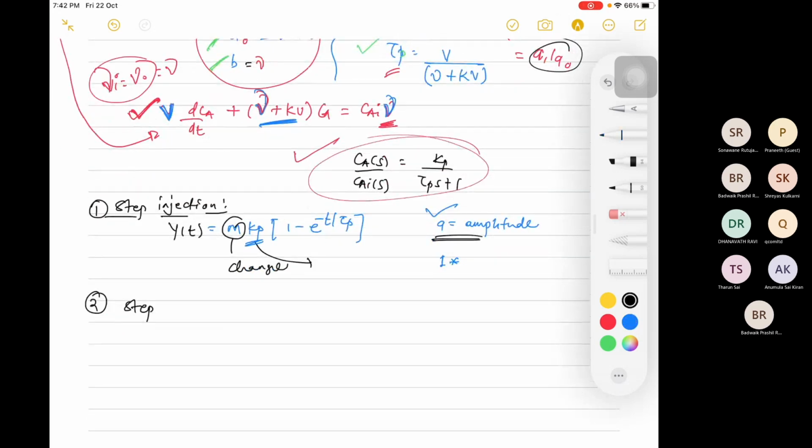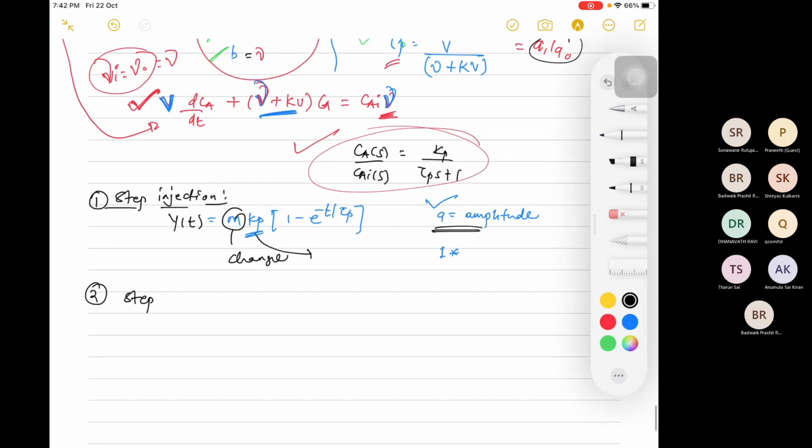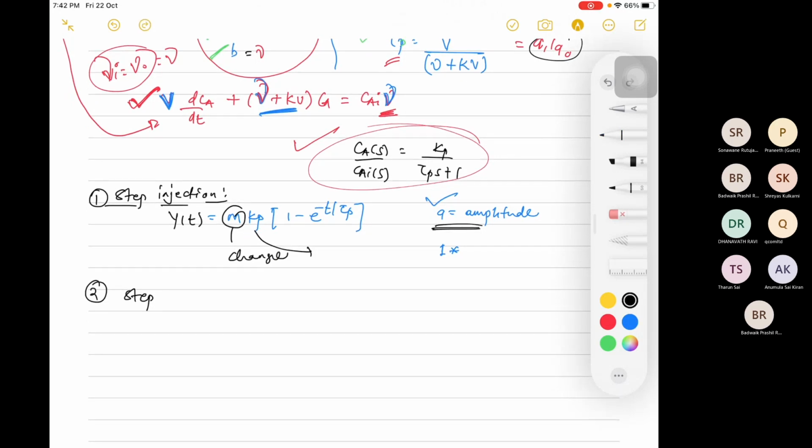So should I derive this or will you do this? Step is done, now for ramp. Please tell me so that I can do something. Okay, you can do it. Yeah, you can do. Sir, we will do, sir. Okay, okay. So step injection, you know. Then now I'm writing for ramp. For ramp, what was your equation?